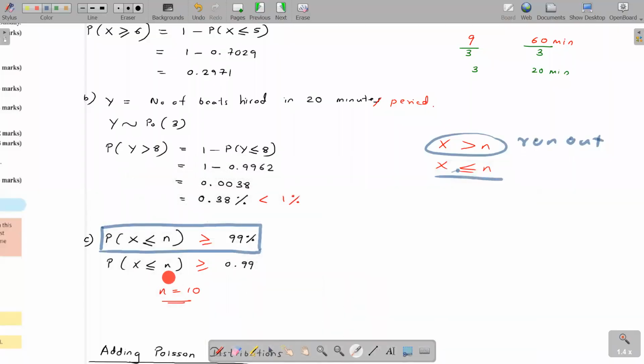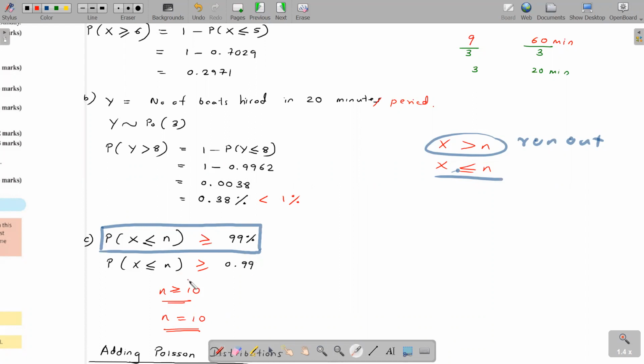So x is less than or equal to 10. So anything more than 10. Do you see? So n can actually be 10 or more than 10 boards. So basically, what I need is a minimum of 10 boards. Do you see why I'm saying 10 or more than 10 boards?